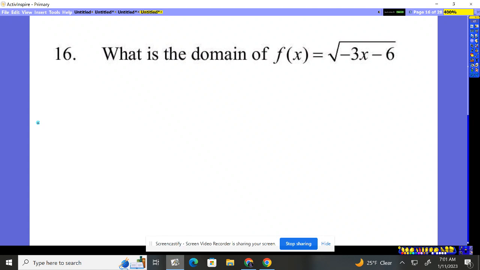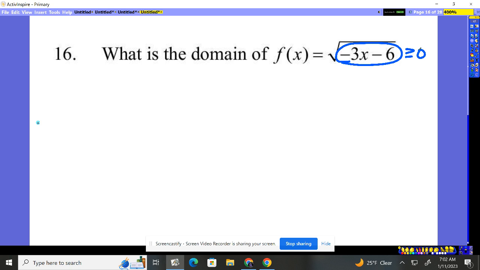16, what is the domain of this function? The domain is which x's work. So what x's can we plug in here and get an answer back out? Well, if it's a square root, I can take the square root of anything as long as it's not a negative. I can't take the square root of a negative number. So I need everything inside here to stay bigger than or equal to 0.